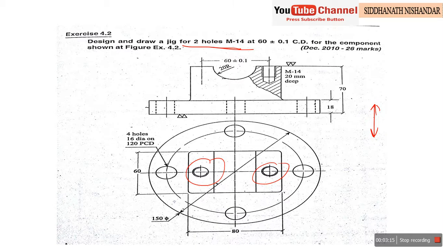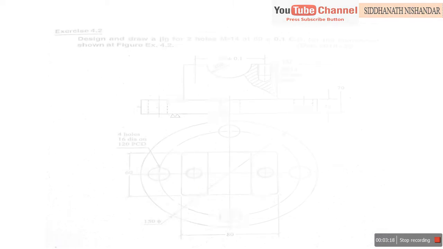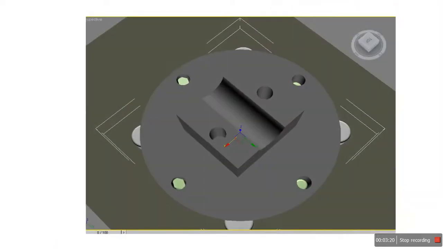See what the solution is in 3D. I use the holes on the component's periphery as a reference, as locating pins. There is a diamond pin and one simple pin. Don't use regular pins for both holes, as it is difficult to load and unload. Always prefer one diamond pin and one regular pin.